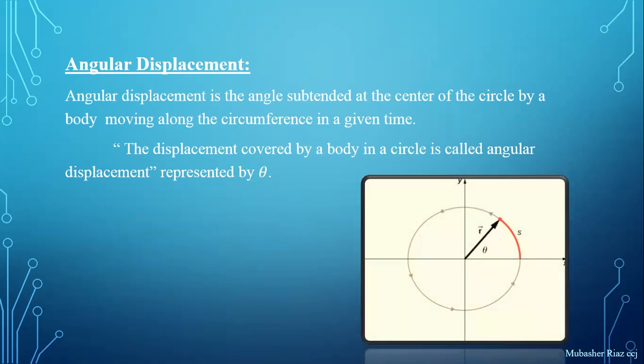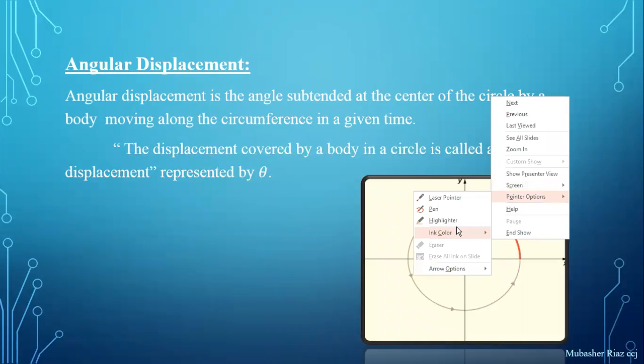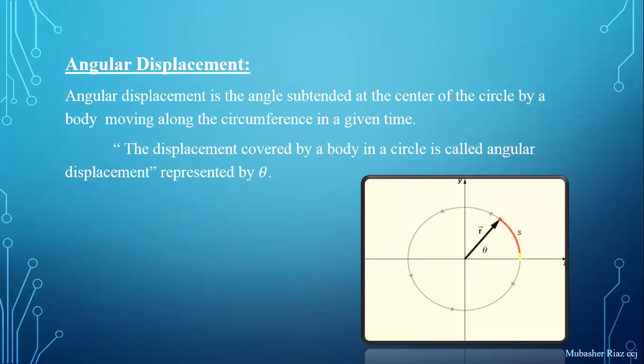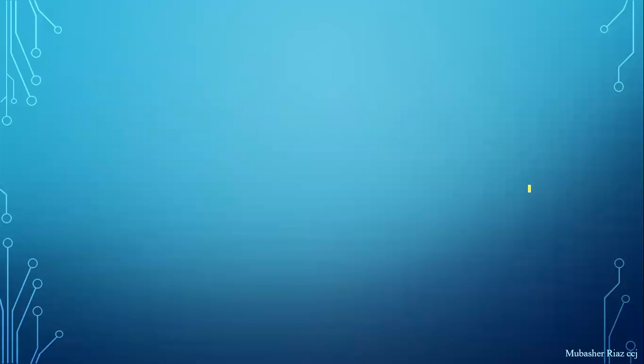For example, in this diagram, we can observe that there is a particle which is following a circular path. Let it move from its starting position to this ending point. So this is the angular displacement covered by this moving body in a circle, and it is represented by theta. This angle covered by the moving body in a circle is called its angular displacement.